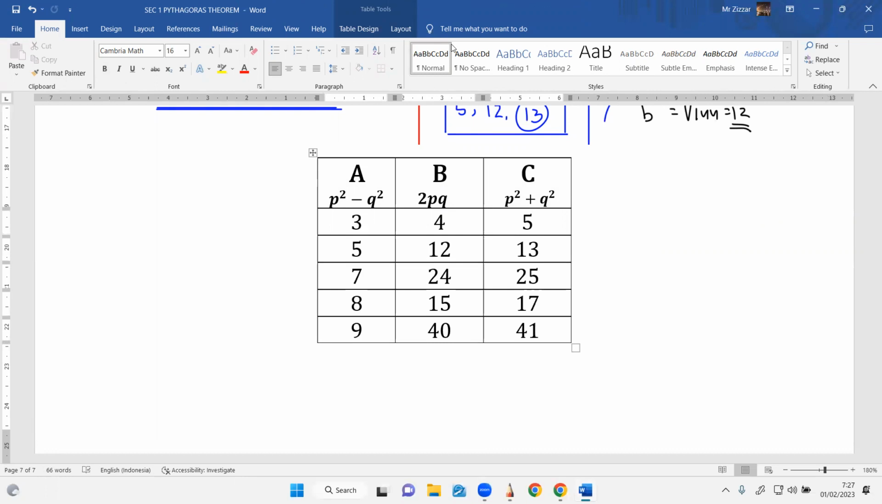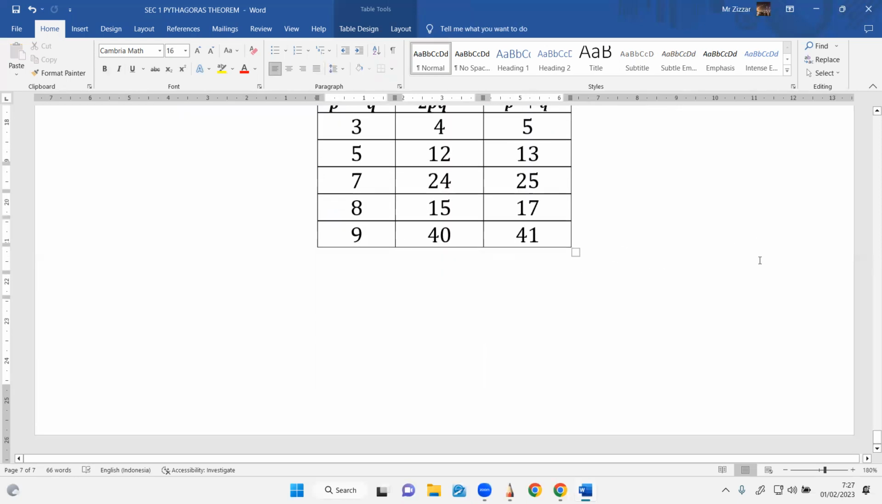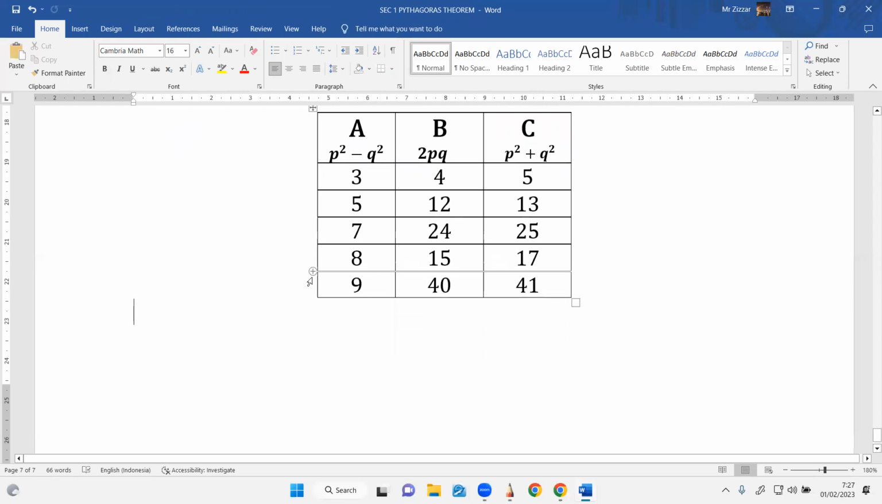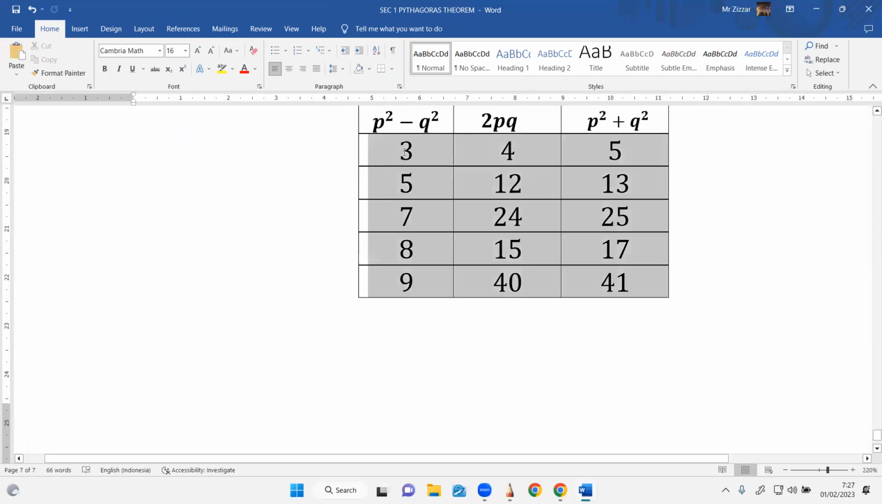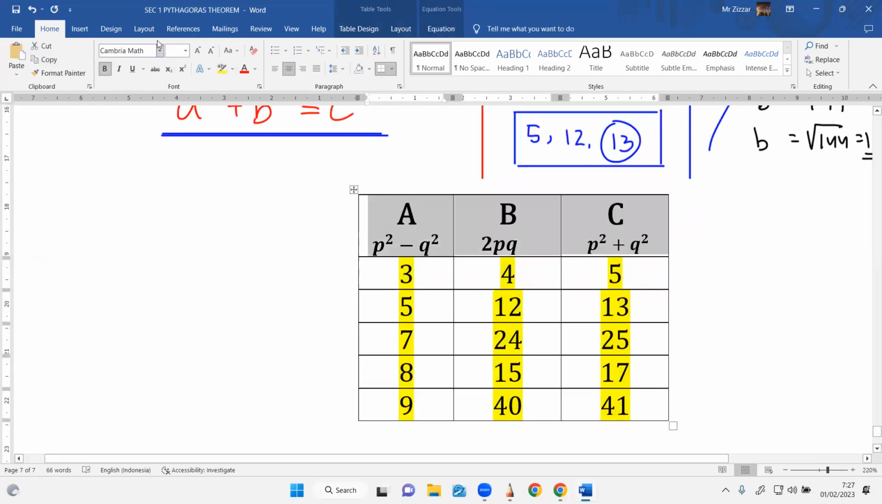Yes, Jane? Does pq represent a? No, p and q are whole numbers: 1 and 2, 2, 3, 1, 3, 4, 3, any numbers. See, it's quite complicated if I teach you this. So let's skip that. I will give you the simple understanding of only 5 Pythagorean triples that you need to memorize. So I will highlight this as a very, very important number. Okay, this is a Pythagorean triple.